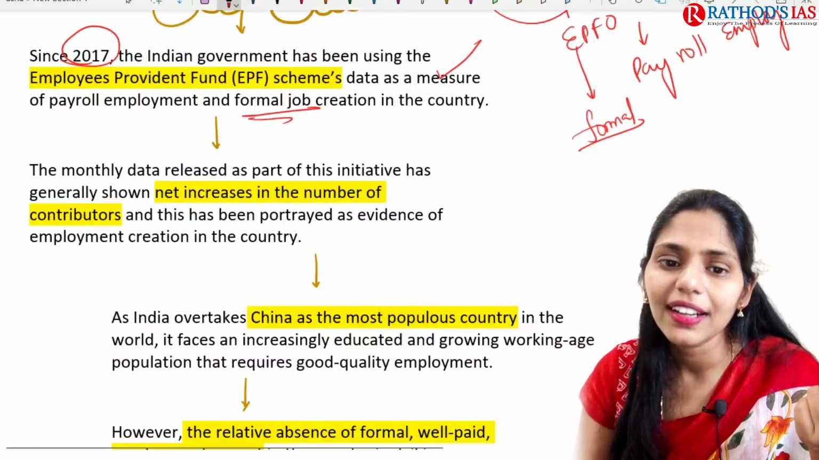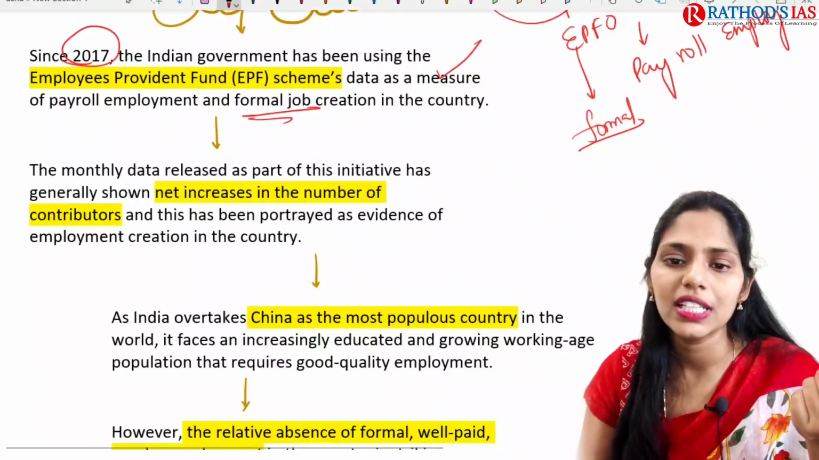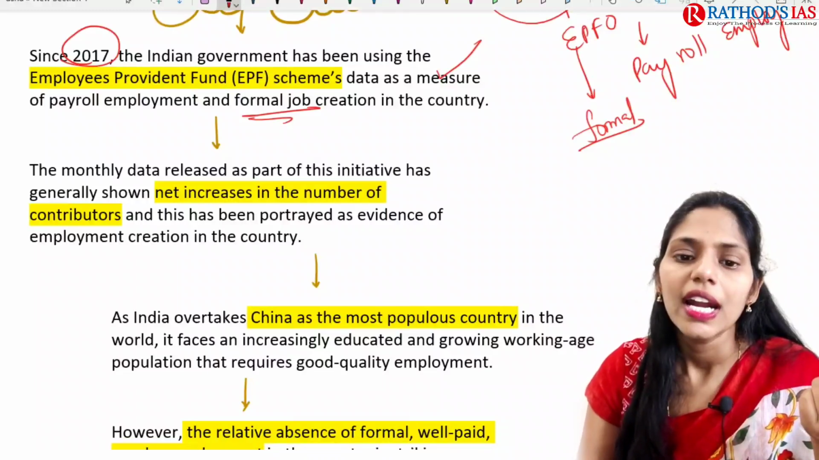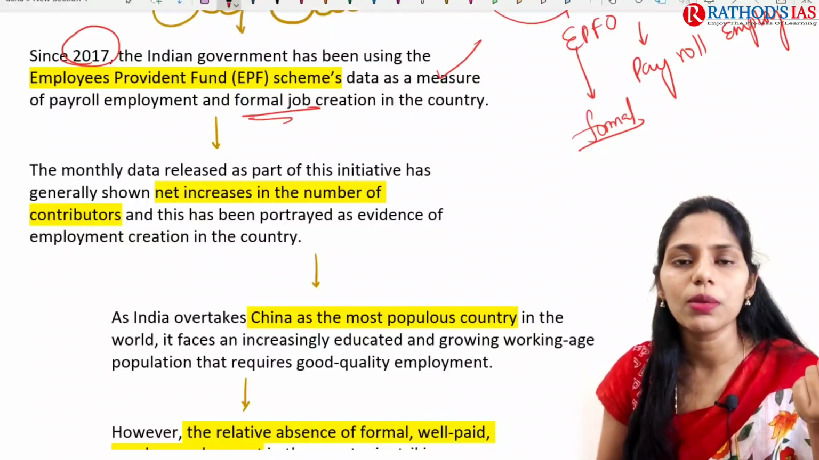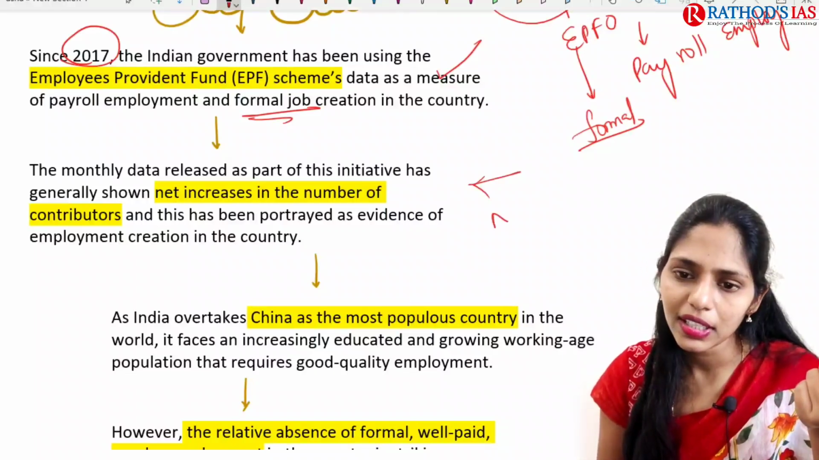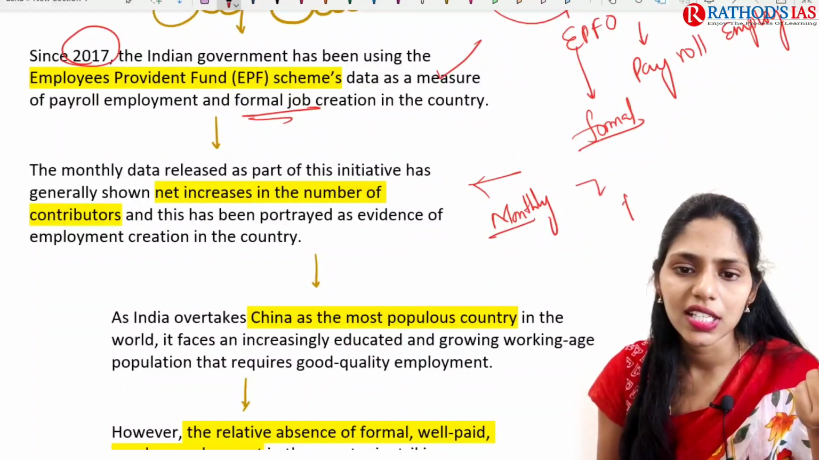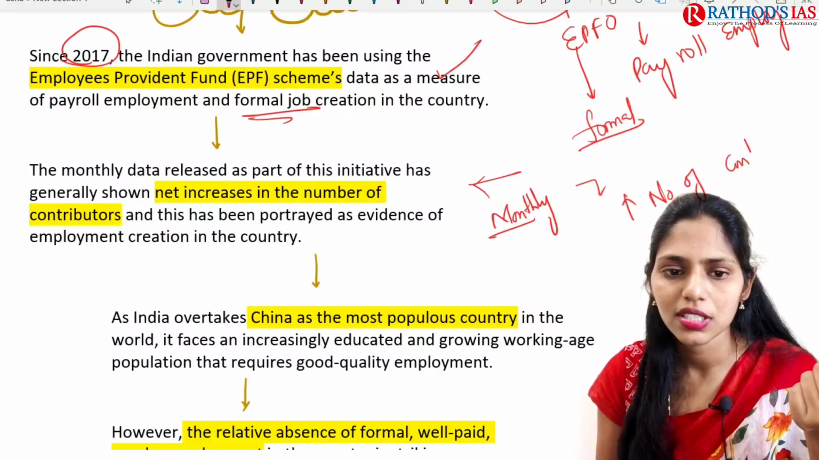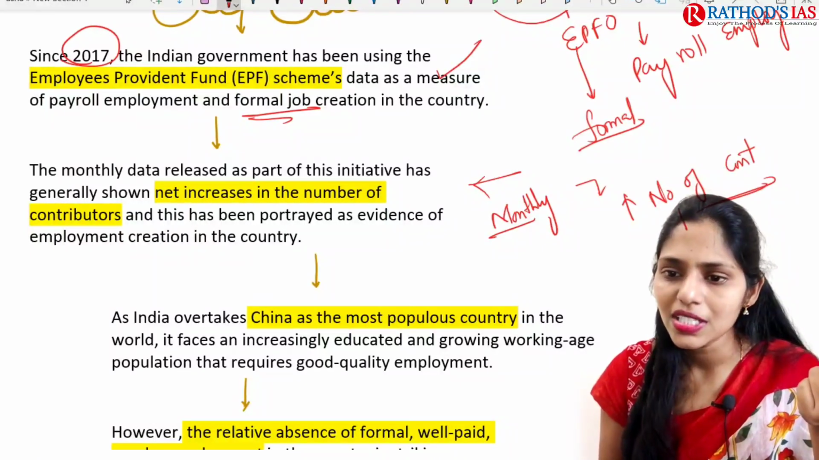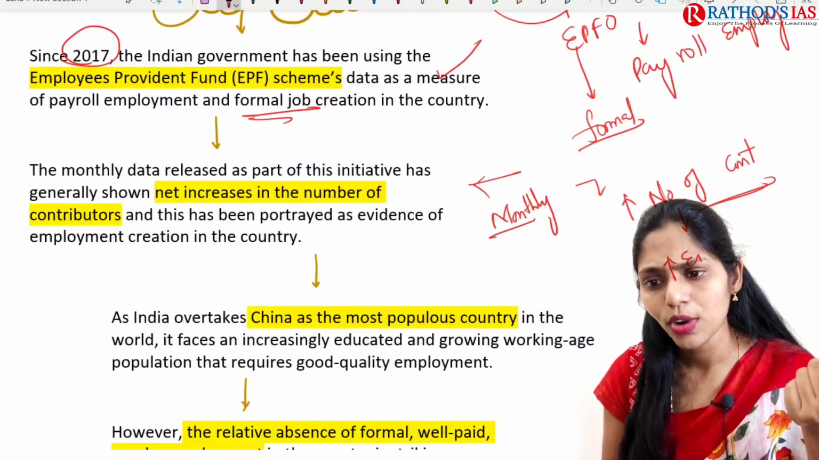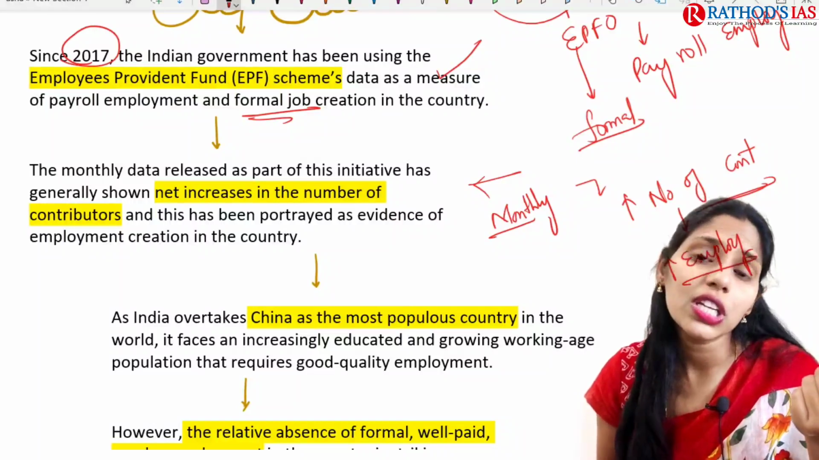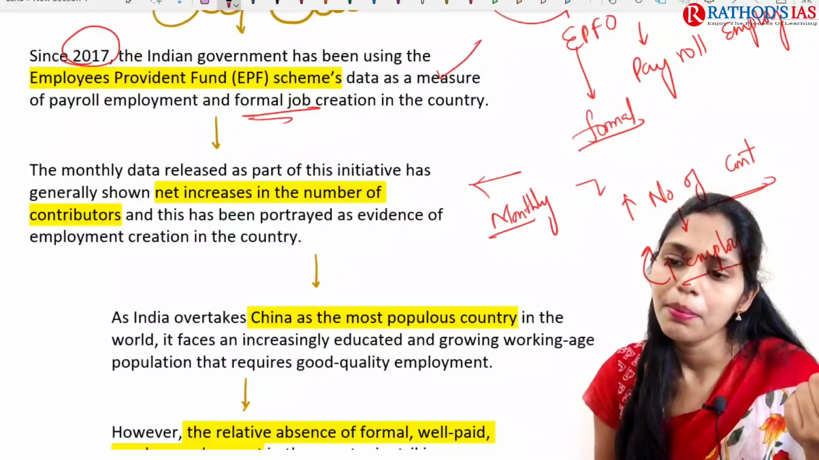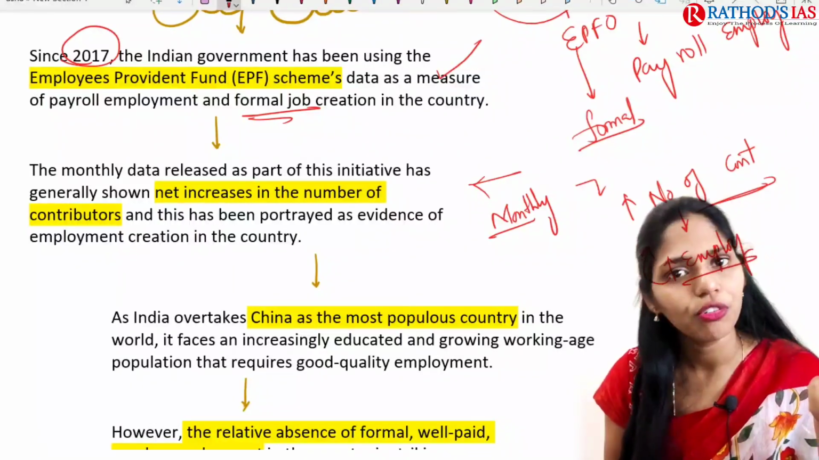So the monthly data released as part of this initiative has generally shown net increases in the number of contributors. So if you see the data released, this monthly data says that there is an increased number of contributors. That means it can say there are increased employment opportunities. Whenever there are increased employment opportunities, these job seekers will be paying some amount into the EPFO fund.